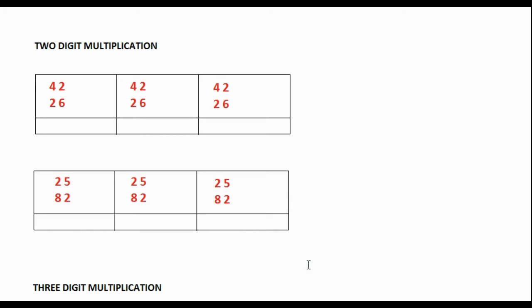Now we are going to see an easiest way to multiply 2-digit and 3-digit numbers. If you practice this method, you can do any kind of multiplication within 10 seconds. So let us see. First, let me take a 2-digit multiplication. We are going to multiply 42 and 26.